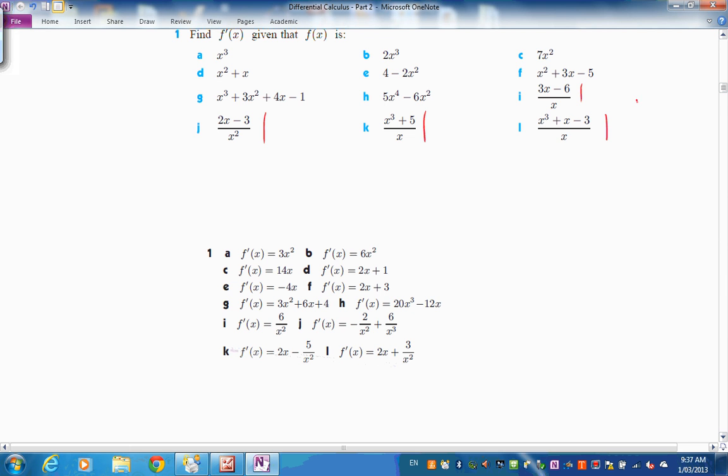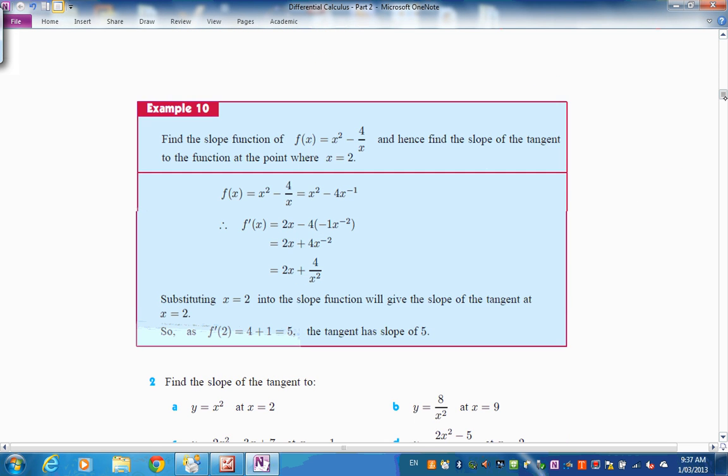Just remember, for these last 4, you need to do something to the function first. You need to divide through by the x or the x squared to get single powers. Because remember, at this stage you've only got that goes to that. That's the only real tool that you've got at the moment. Okay, well, let's come down now and have a look at another example.